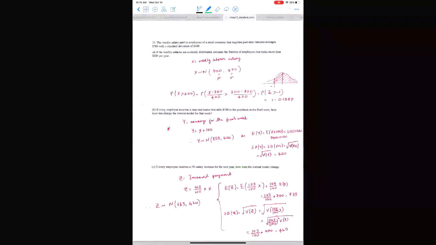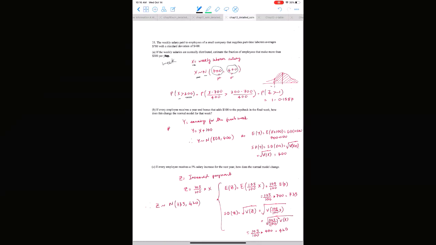Question number 35. The weekly salary paid to employees of a small company that supplies part-time laborers averages $700 with a standard deviation of 400. If the weekly salaries are normally distributed, estimate the fraction of the employees that make more than $300 per year. Actually, it should be $300 per week. So X is the weekly salary. X follows normal with mean 700 and a standard deviation of 400. So X greater than 300 is what we need.